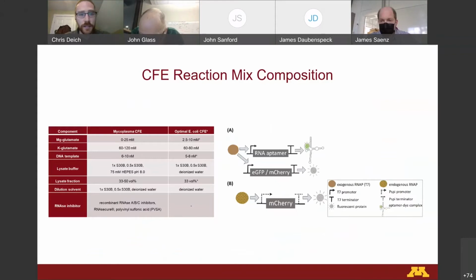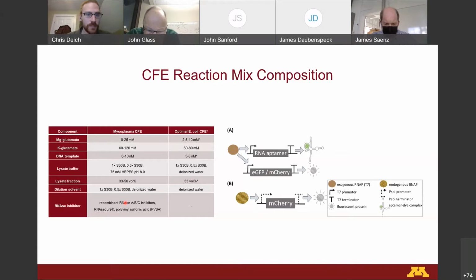Beyond just the lysis methods, on the right here is the optimal E. coli cell-free conditions, with your cell conditions, DNA template, lysis buffer, dilution solvents, things like that. The amount of lysate fraction, 33%. And this is all from the literature and what has been shown to be optimal over time. And on the left here is what we tried, the different ranges for our mycoplasma cell-free extracts.